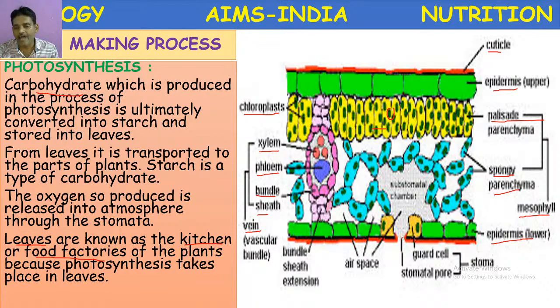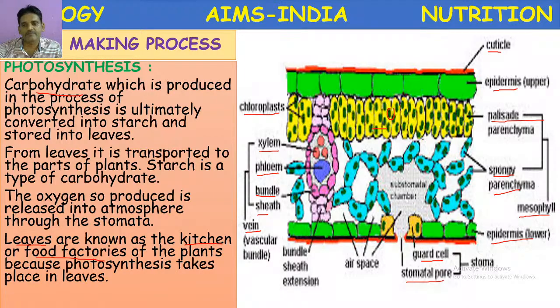And the upper epidermis doesn't have any holes called stomata. Of course, if they are present, they are very few in number, but the lower surface of the leaf contains more openings called stomatal pores or stoma, which are guarded by kidney shaped cells called guard cells.